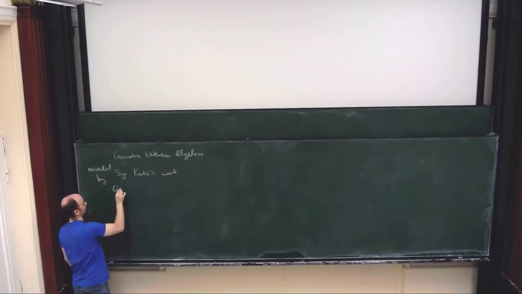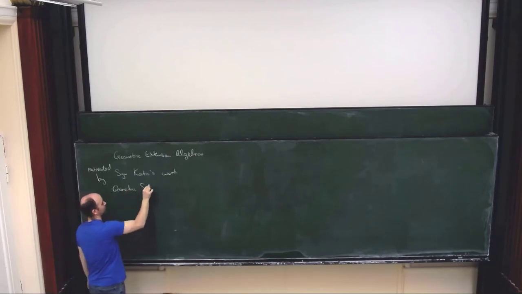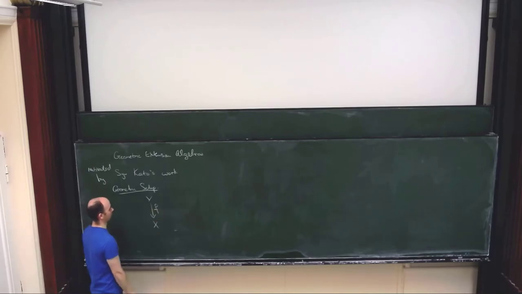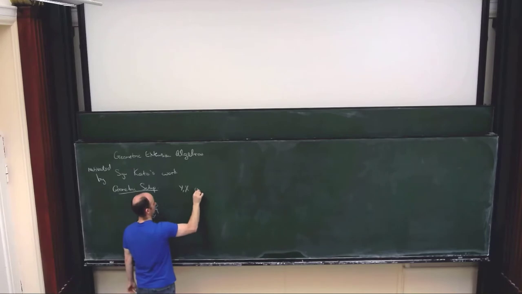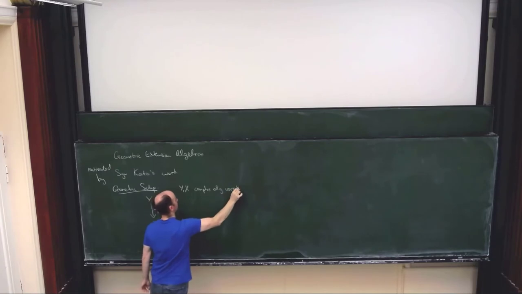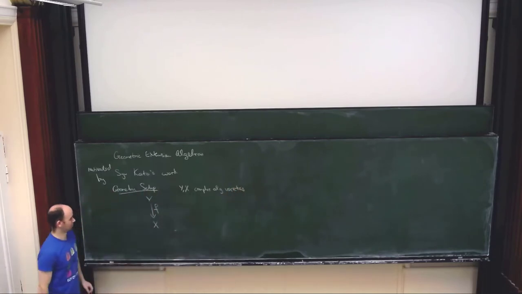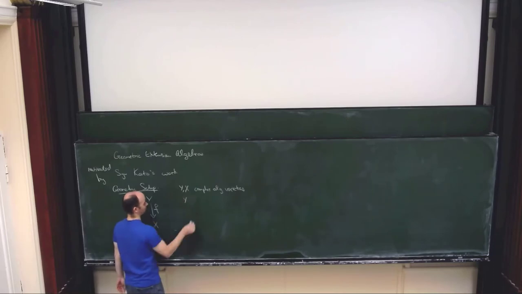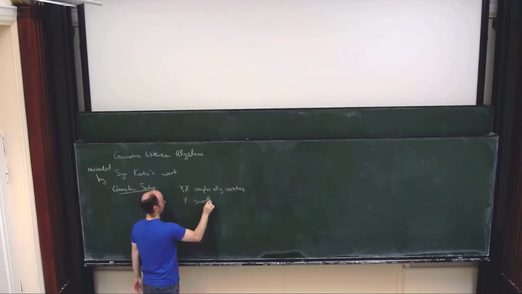So the setup is as follows. I'm going to have a map F from Y to X, and these are going to be complex algebraic varieties, and I'm going to consider them in the classical topology. I'm going to put a lot of assumptions on this map, so let me just state them. Y is going to be smooth. F should be proper.